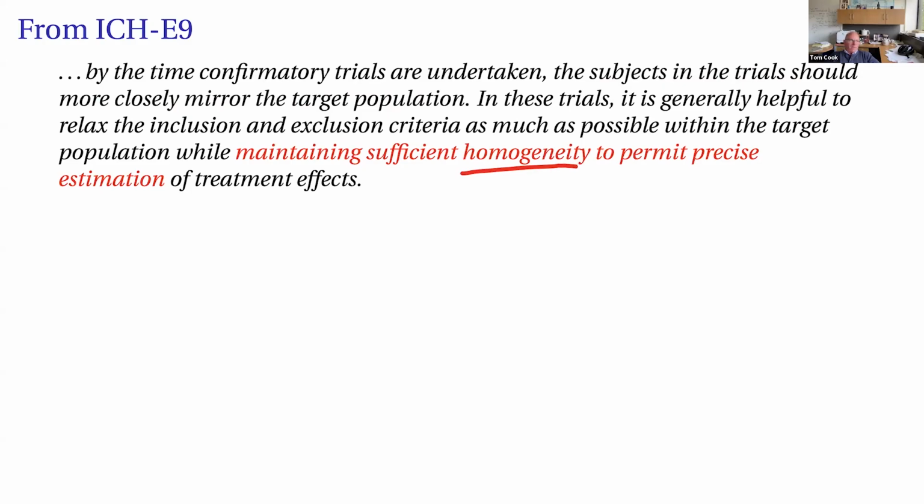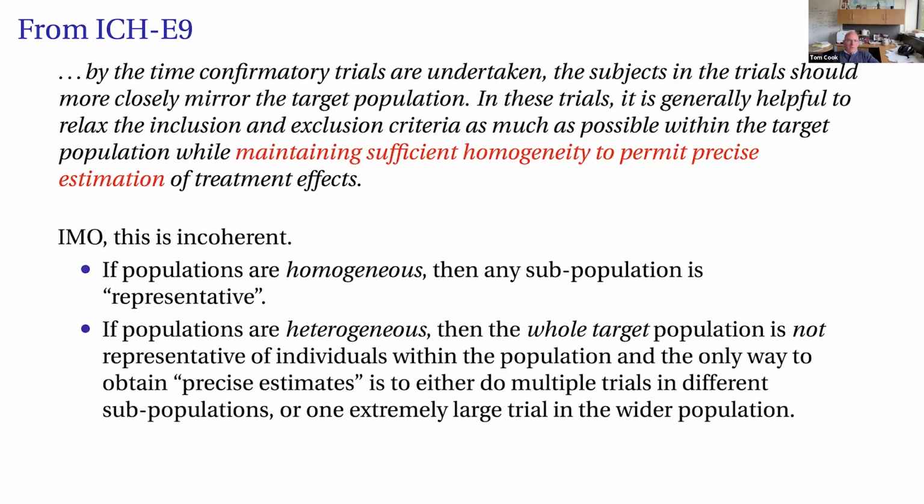So the idea is if I have a very homogeneous population, I have less variability, I can more precisely estimate some number. If I have a heterogeneous population, I have more variability, and the precision of my estimate is less. Now, in my opinion, this statement is incoherent. If populations are in fact homogeneous, then any subpopulation is representative in some way. I can just select the population that I want as restrictively as possible, and it'll generalize. Of course, I can't know that.